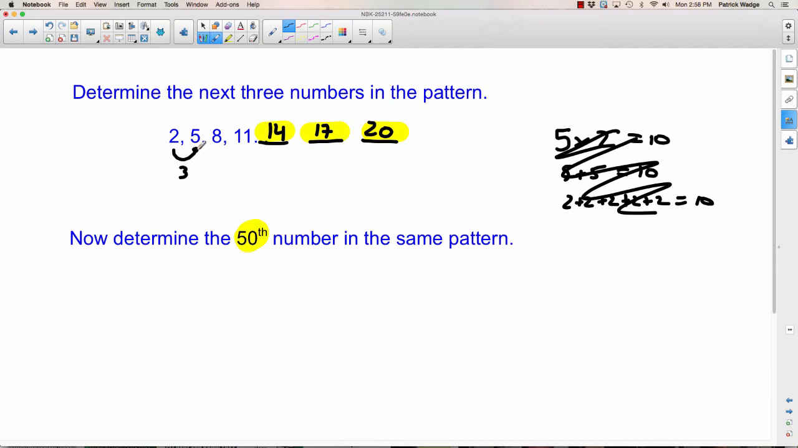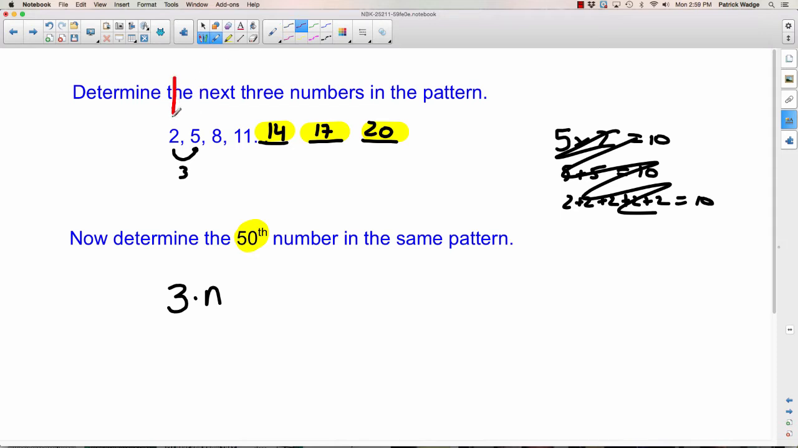All that to say, when you find this difference, that means part of your formula is going to be 3 times something. If it went up by 4, it would be 4 times something. If it went up by 10, it would be 10 times something. So what we're going to do is go 3 times n, where n is the term number. Do you know what I mean by the term number?